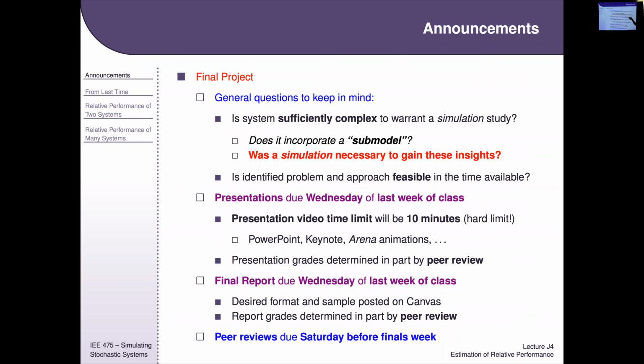Otherwise, the presentations are in the last week of class, Wednesday night. So 10 minutes is a hard limit on your presentation. If you want to go under that, nobody has ever complained about a presentation that was too short. It's always good to be short on presentations, just so long as it's complete.